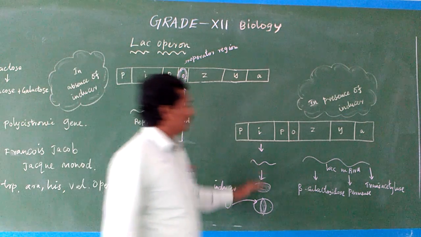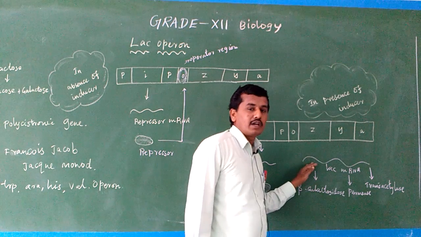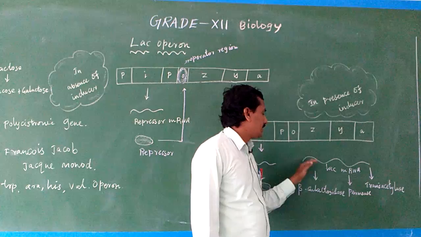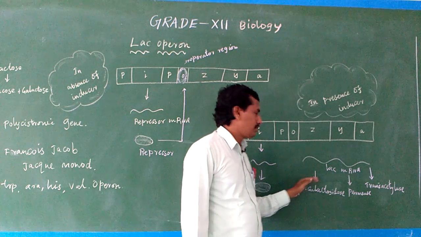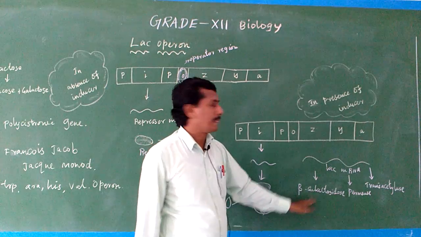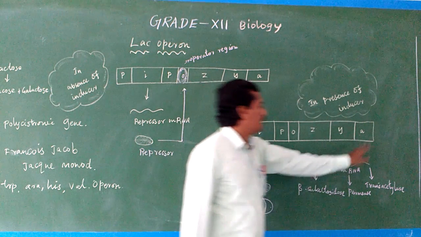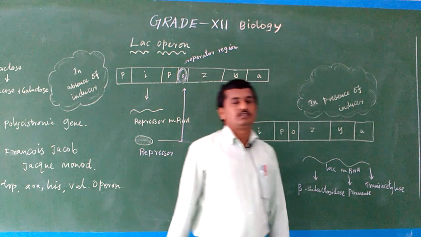But here, because the lactose inducer comes, the Z gene, Y gene and A gene express the mRNA after the transcription process, and the mRNA after the translation process produces the beta galactosidase enzyme from the Z gene, the Y gene produces the permease enzyme, and the A gene produces the transacetylase enzyme.